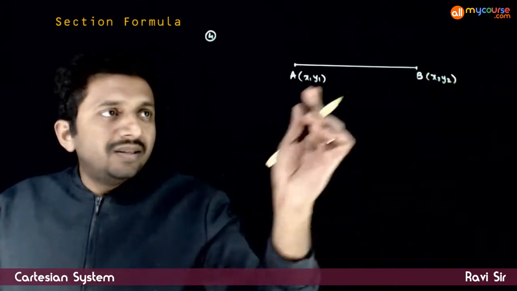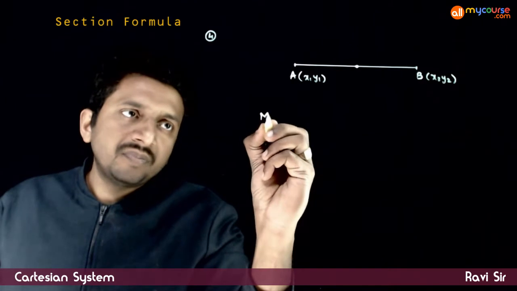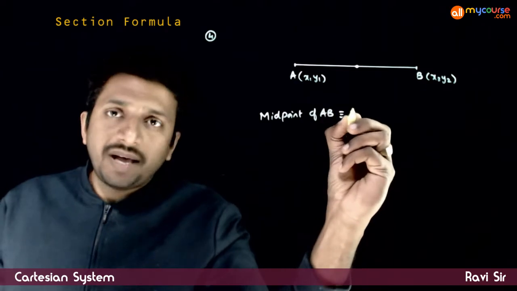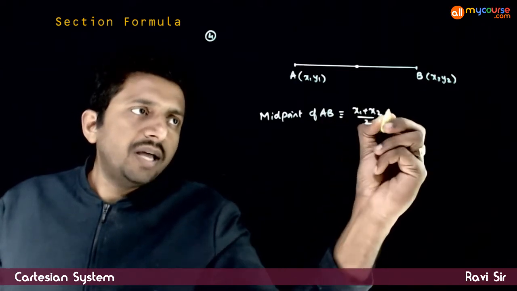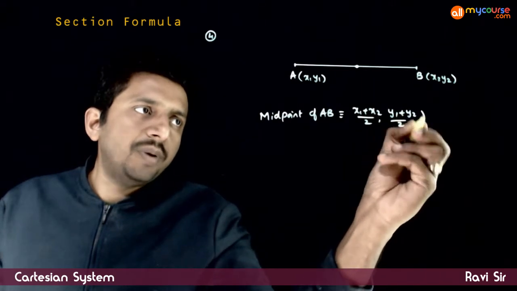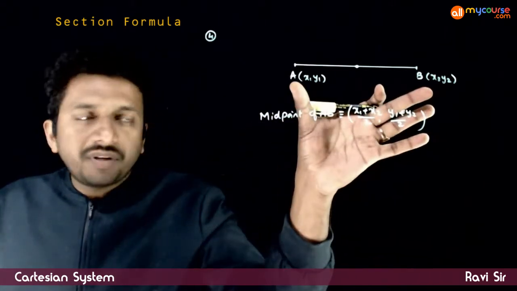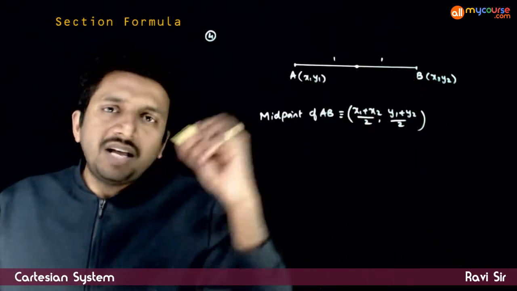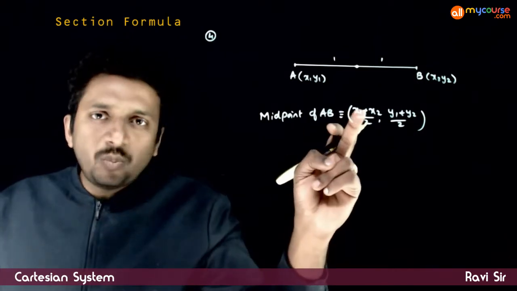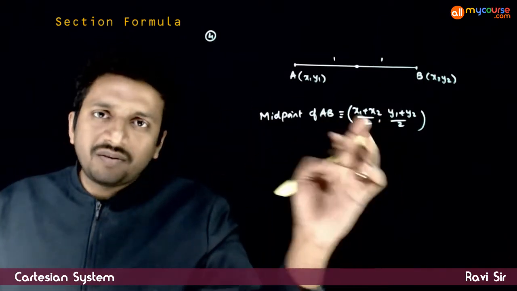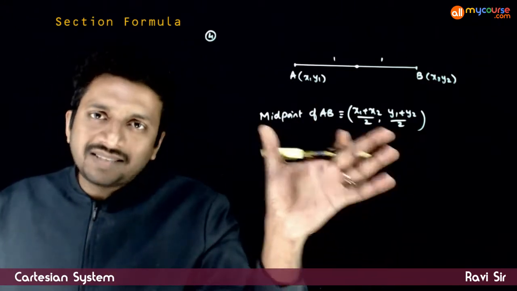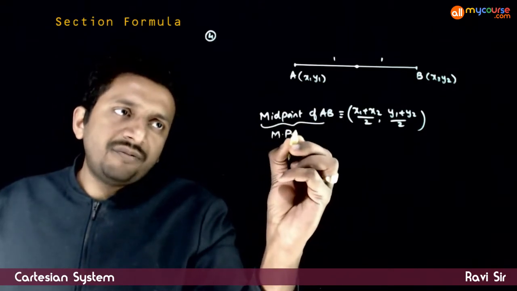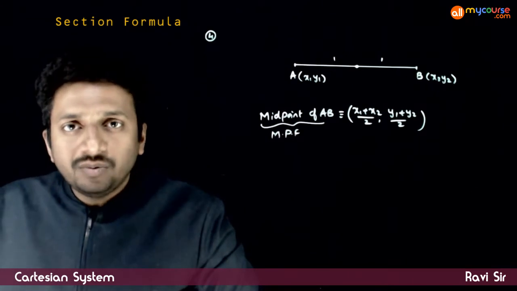So the next point is that if you have a line segment AB, (x1, y1) and (x2, y2), the midpoint of AB is given by (x1 plus x2) by 2 and (y1 plus y2) by 2, because the ratio is just 1:1. So (mx2 plus nx1) by (m plus n), (my2 plus ny1) by (m plus n). So you have the exact application. So the midpoint of AB, which is also called the midpoint formula, is (x1 plus x2) by 2, (y1 plus y2) by 2.